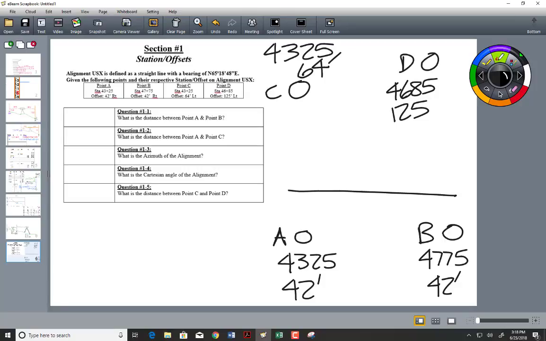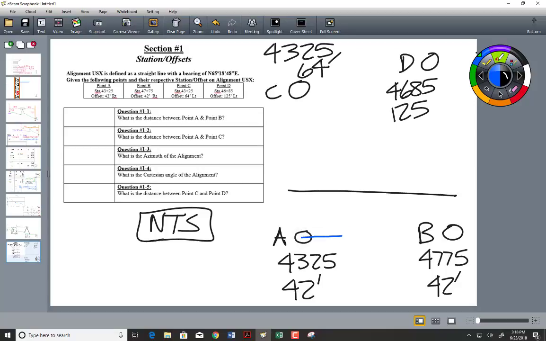Does that make sense? Just looking at it graphically. Does anybody have any questions on this? Obviously, this is NTS, not to scale, but graphically, looking at this, does that make sense? Good. So then, what is the distance between point A and B?